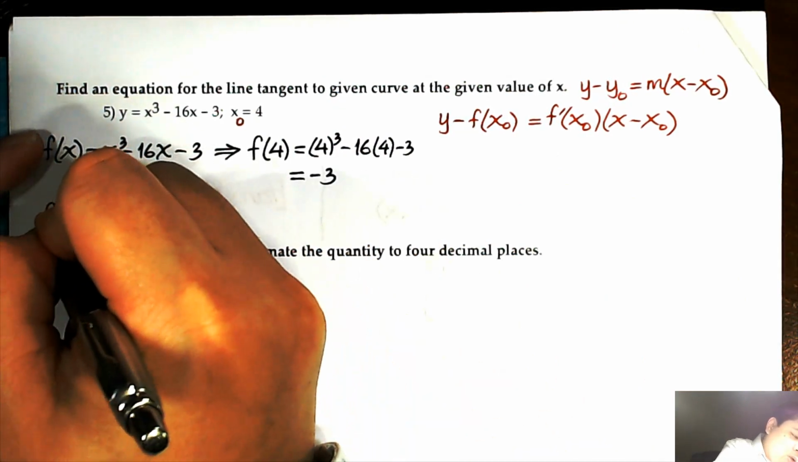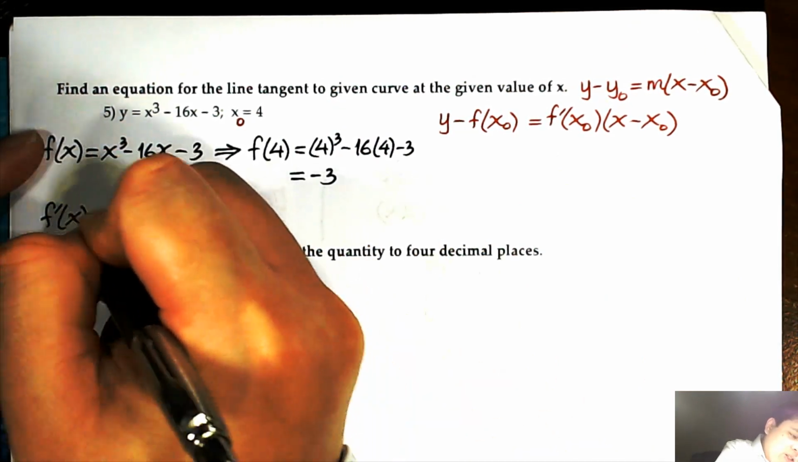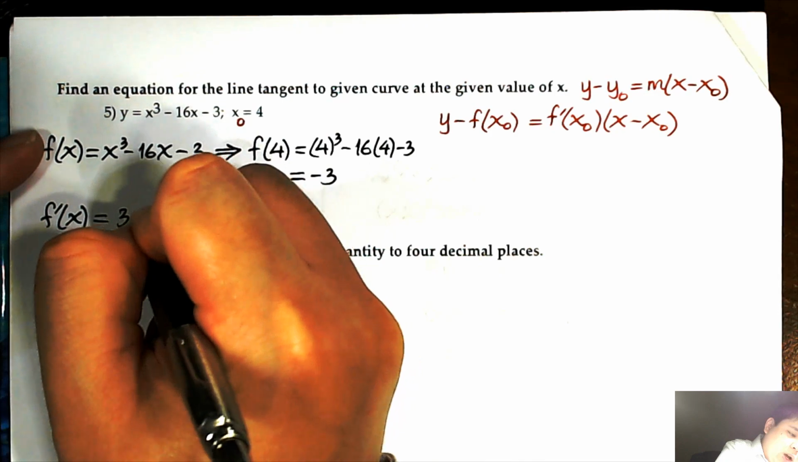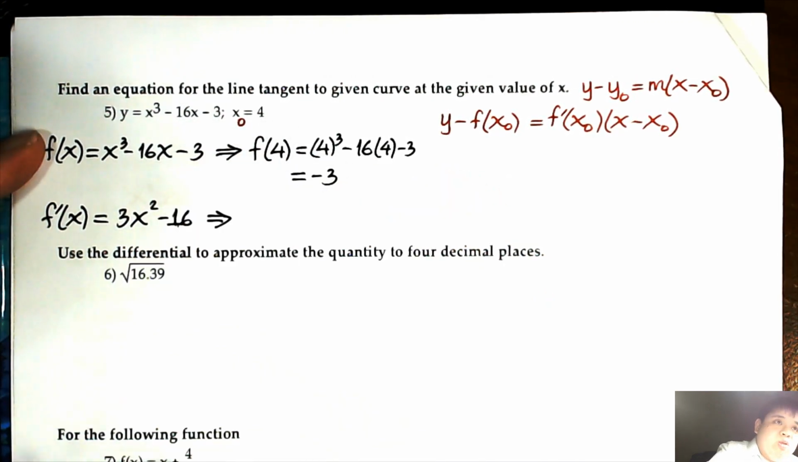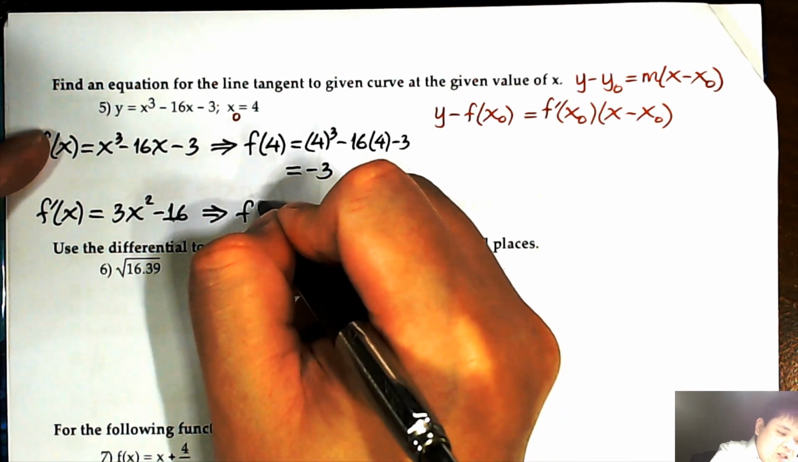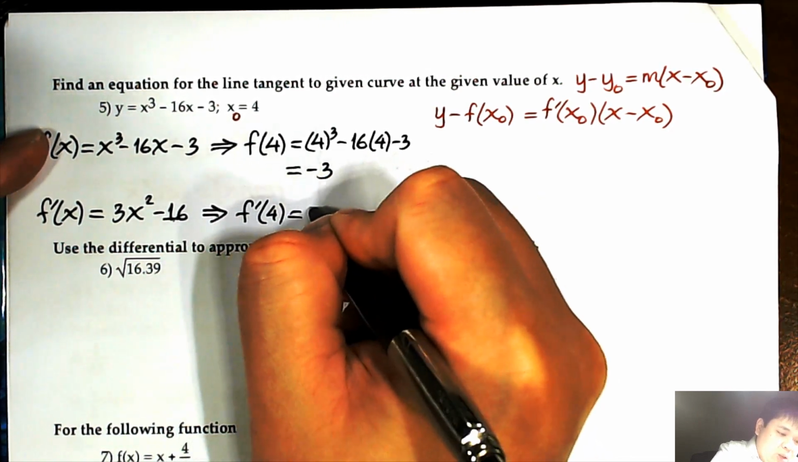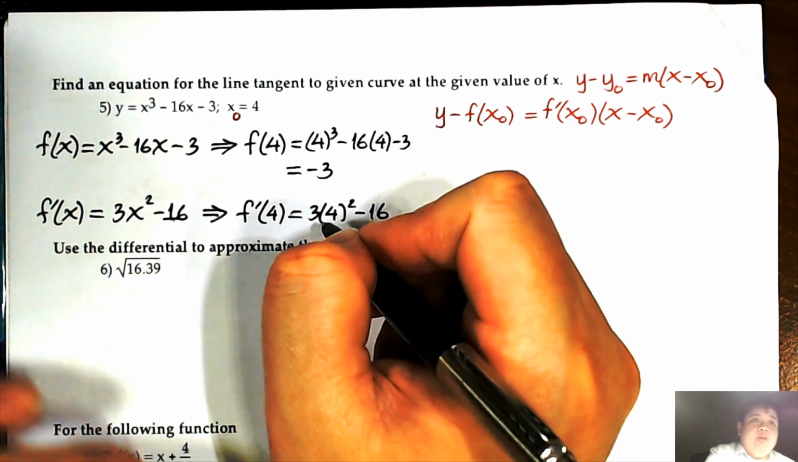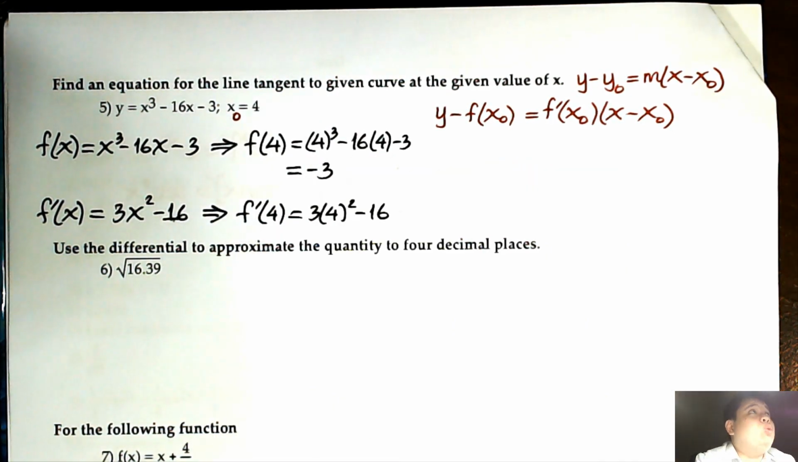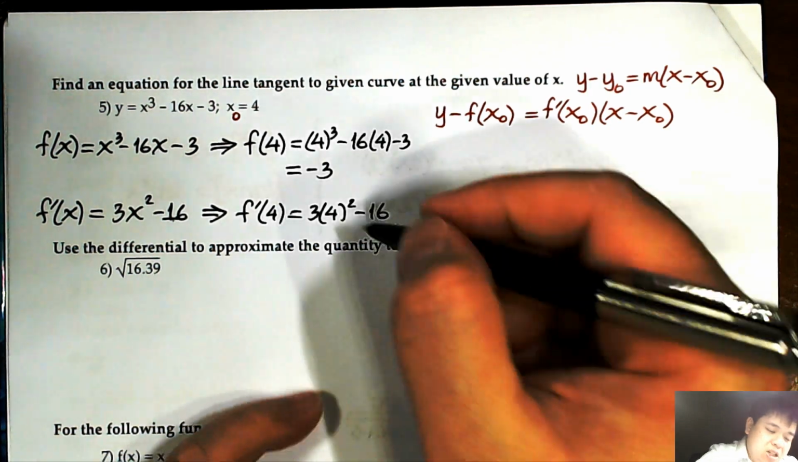Right, then we'll take derivative. 3x squared minus 16. We're going to put 4 in for x. Derivative at 4 is 3 times 4 squared minus 16. 4 squared is 16, times 3 is 48, minus 16, that's 32.